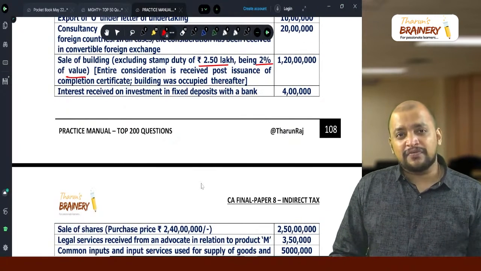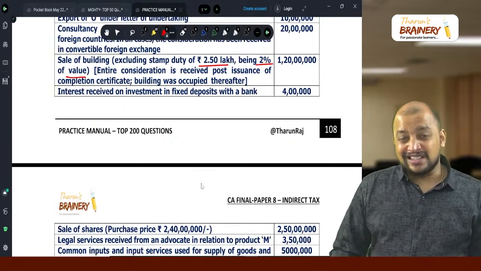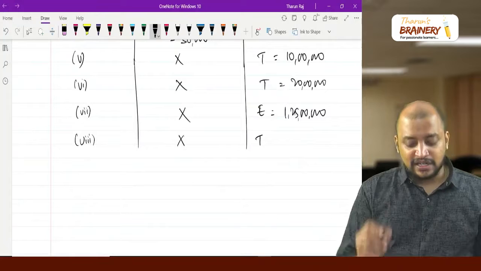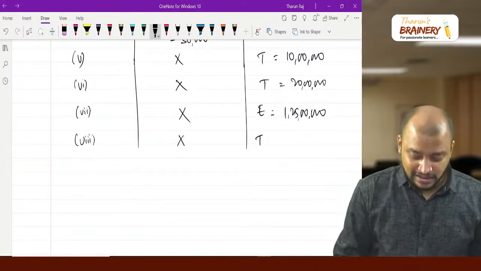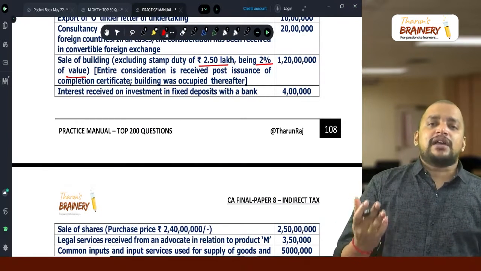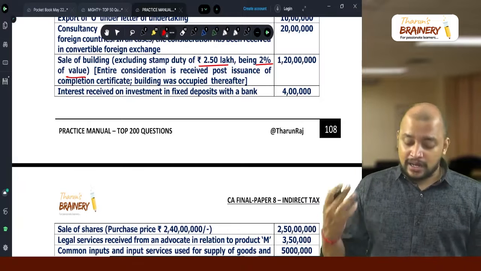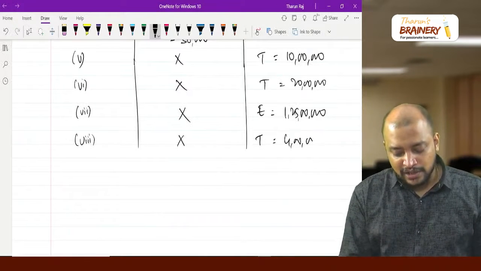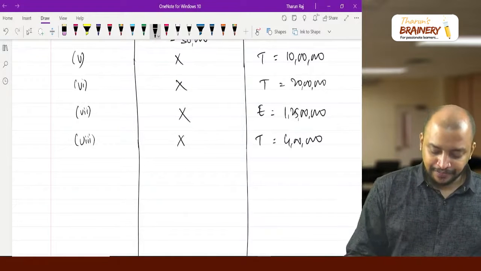So interest on fixed deposits is actually exempted for payment of GST. We don't have to pay GST, but it will be treated as taxable. This is other than bank, Surana Industries, other than bank. So therefore, it will be treated as taxable for ITC computation, 4 lakhs.